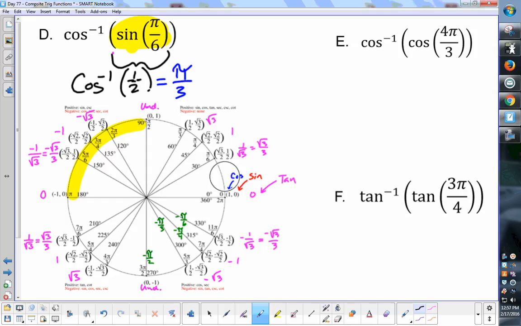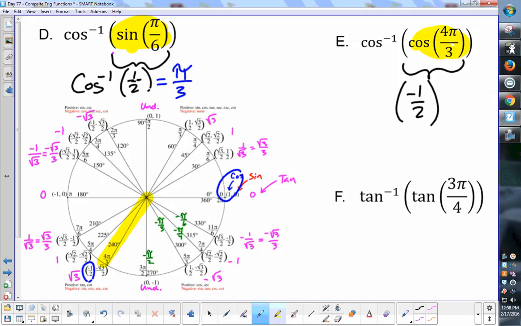Clean this up. Okay, same type of problem. No cosine inverse there. So I find 4π/3, and 4π/3 is going to be all the way down here at 240 degrees. And I'm looking for the cosine. Cosine will be the first number. So the first number is negative 1/2. So all of this turns into negative 1/2. And then I'm going to take the cosine inverse of that negative 1/2.